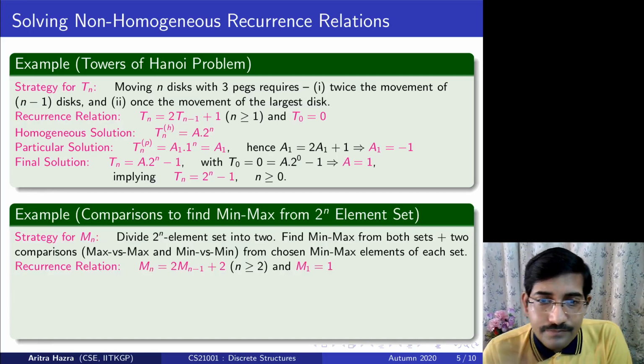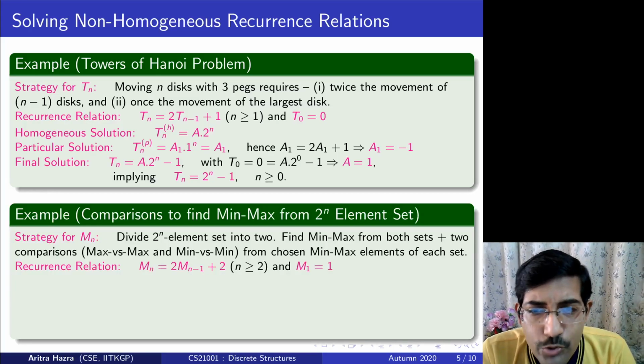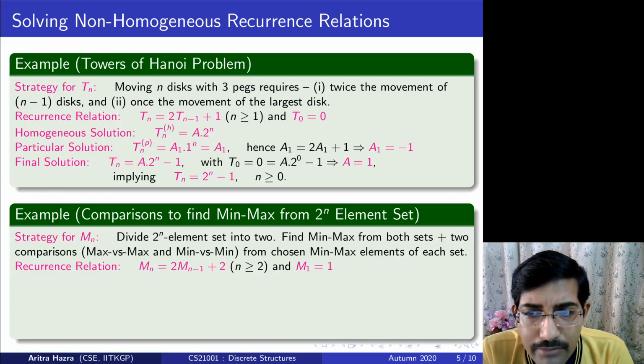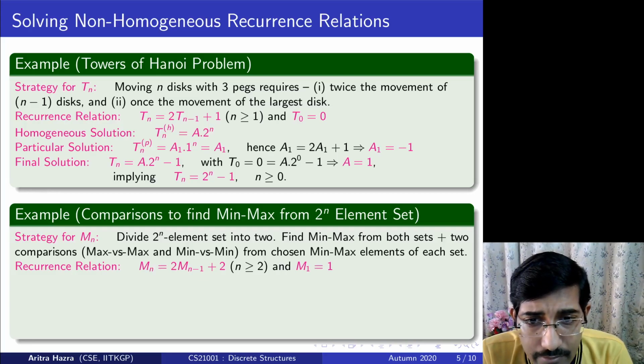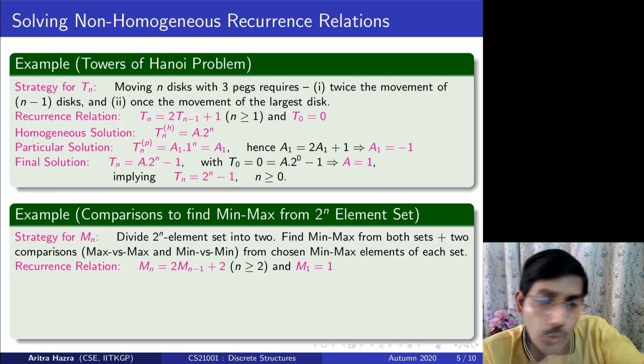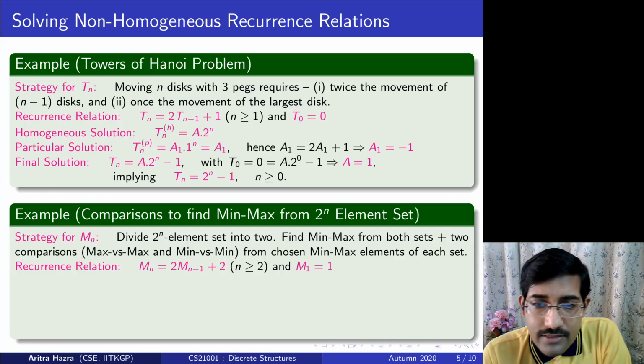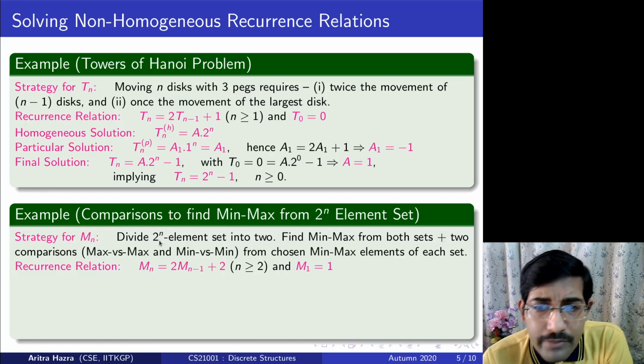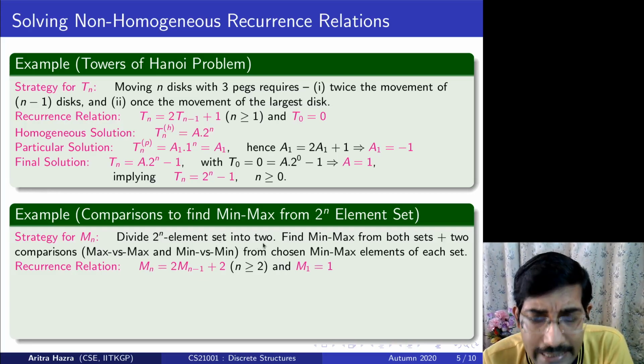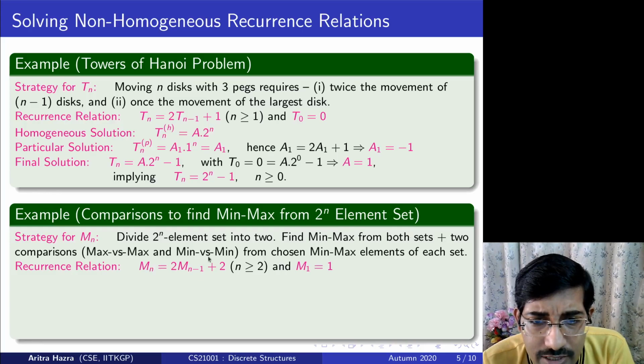Second example. How many comparisons do you need to find the max and minimum element both together from, remember, a 2 to the power n element set? I need how many comparisons to find the max and min both from 2 to the power n elements in a set. The recursive strategy would be, let me divide it into sets of 2 to the power n minus 1 length. Then find the min and max from both sets and then combine the min versus min and max versus max to declare the winner and the loser.